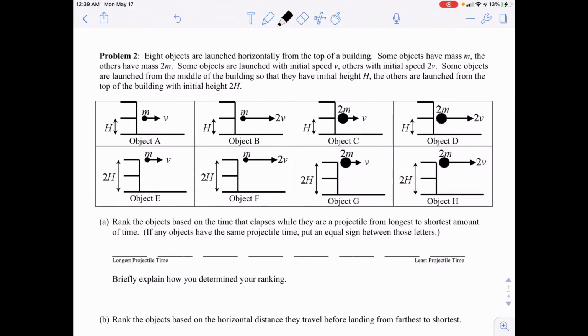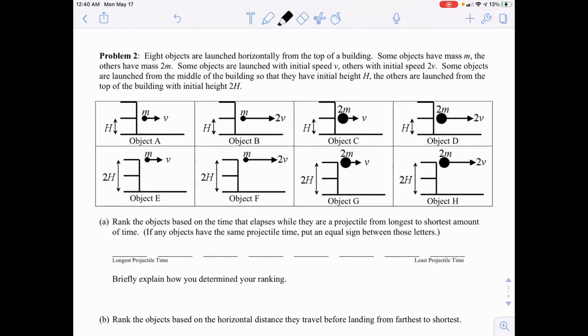Problem 2. Eight objects are launched horizontally from the top of a building. Some objects have mass m, the others have mass 2m. Some objects are launched with initial speed v, others are launched with initial speed 2v. Some objects are launched from the middle of the building so that they have an initial height h. Some are launched from the top of the building with an initial height 2h.